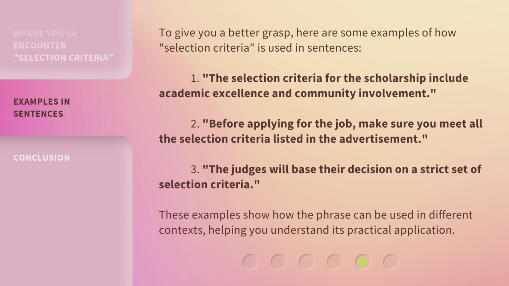To give you a better grasp, here are some examples of how selection criteria is used in sentences. 1. The selection criteria for the scholarship include academic excellence and community involvement. 2. Before applying for the job, make sure you meet all the selection criteria listed in the advertisement. 3. The judges will base their decision on a strict set of selection criteria. These examples show how the phrase can be used in different contexts, helping you understand its practical application.